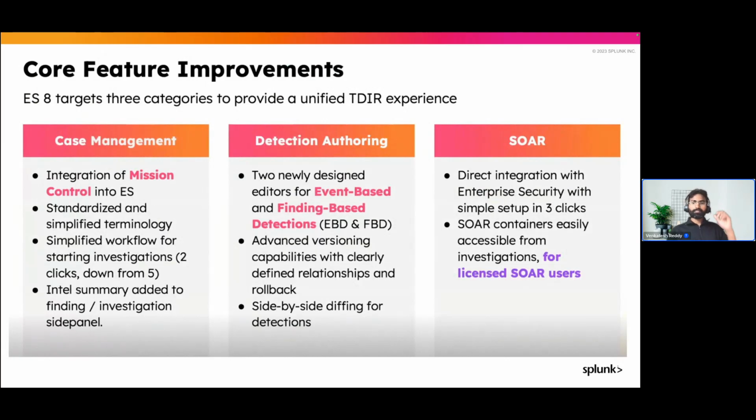But in ES8 you can see it directly in the side panel. Under detection authoring, we have two newly designed editors: one is event-based filtering, and the other is finding-based detection. And we have advanced detection versioning capabilities, which clearly define the relationships and the rollbacks. If you want to have two different kinds of queries, you can have that, and like how we see in Git, you can directly see those versioning capabilities here. And we have side by side diffing for detections.